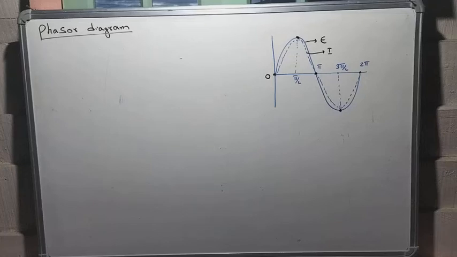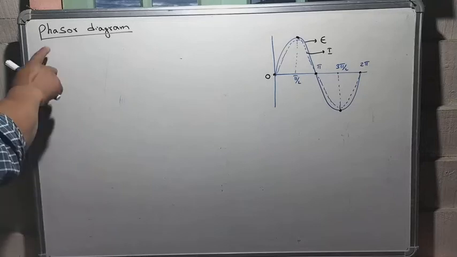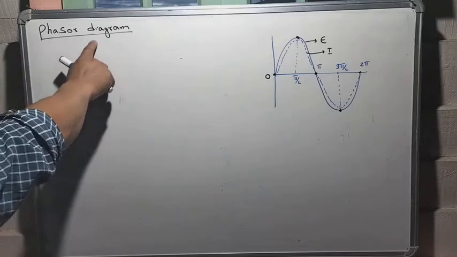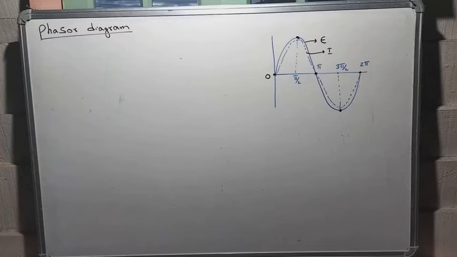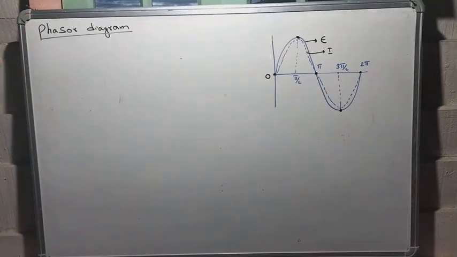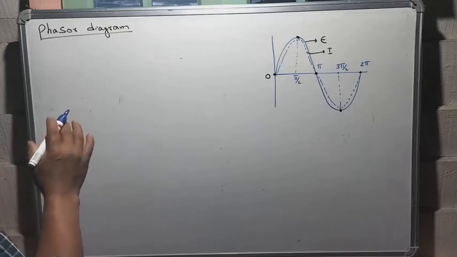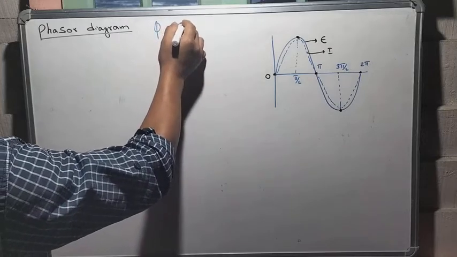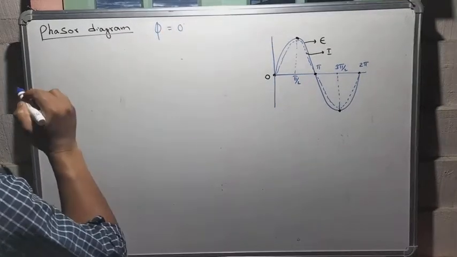Alright, here we will learn about a new topic, that is phasor diagram. So we have seen in the previous videos of this chapter that both alternating current and alternating EMF vary sinusoidally with time. When the phase difference between the current and the EMF is zero, we denote the phase difference by phi.